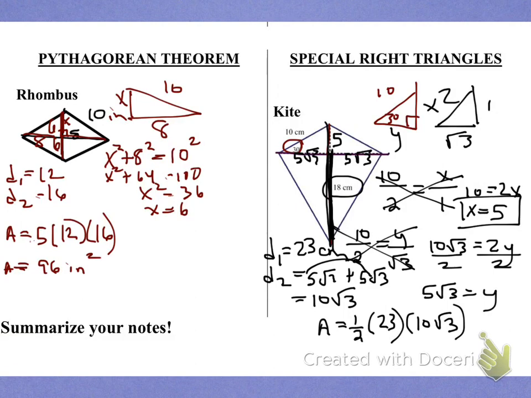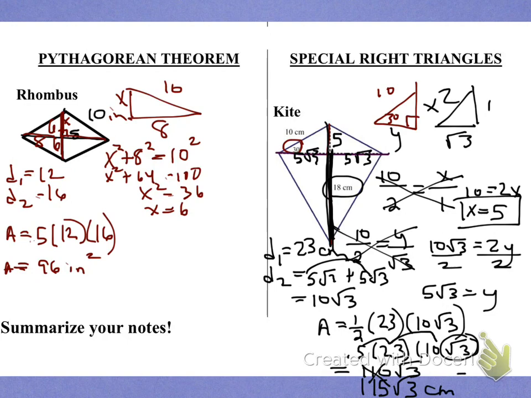Final step, 0.5 times 23 times 10√3. Remember, this guy, he kind of gets dragged along, but I can multiply 0.5 times 23 times 10 and get 110, and then this radical 3 gets dragged along. Oh, user error. 115, not 110. Plugged it into my calculator wrong. 115√3 centimeters squared is our area for that kite.